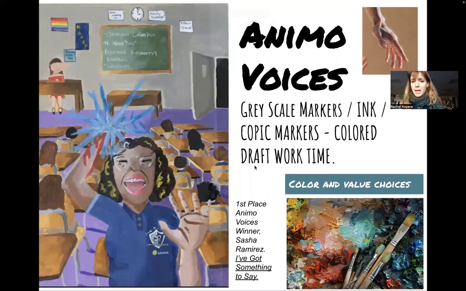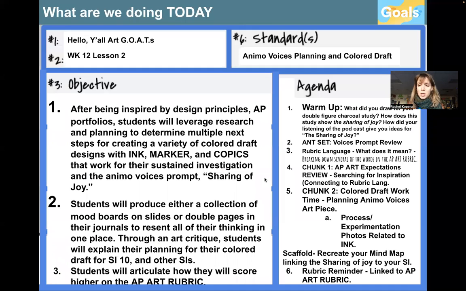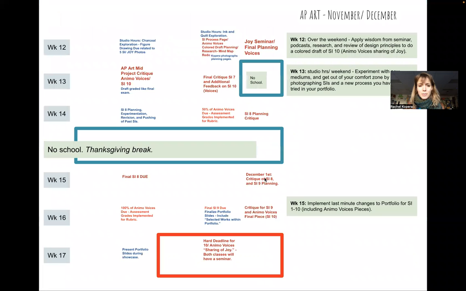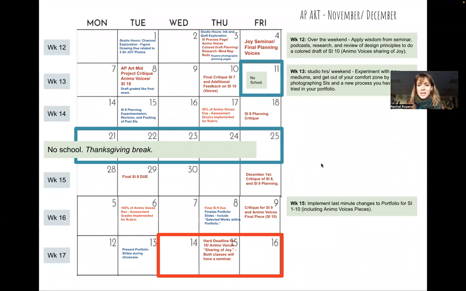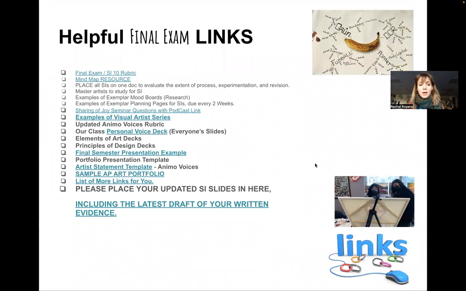The objective for today is for you to create an Animo Voices piece. This hopefully will be a break from your SI. Here's the objective. I will pause so you can read it. As you can see, there's not much time. Students should have 10 sustained investigation pieces, one including Animo Voices. Here are helpful links for you to score higher on your AP Art portfolio.